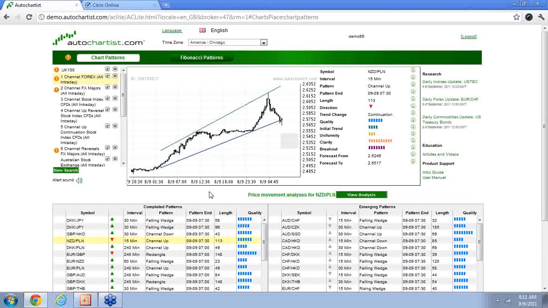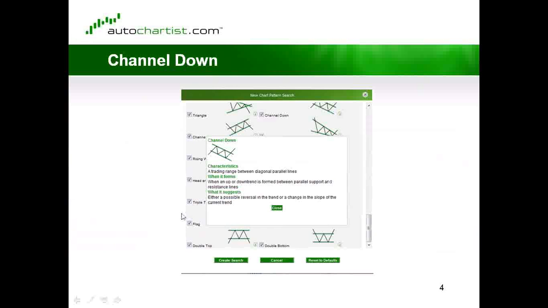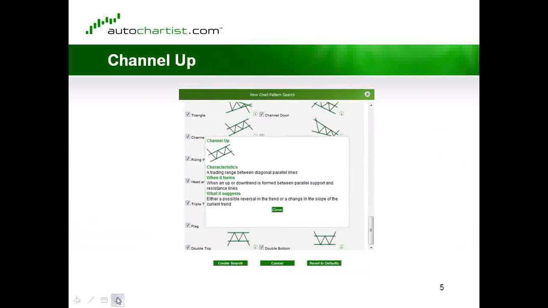And when we go later on in the webinar, we'll show you how to set up these searches so that you can pinpoint the patterns that are more clear and look like this. Okay. We also want to talk now about, I'll go back to our slides, our next pattern, and that's the channel up. And this one covers the parallel lines pointing upward. So it's the opposite of the channel down.